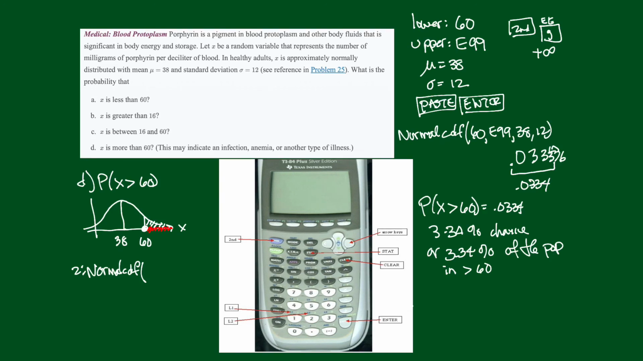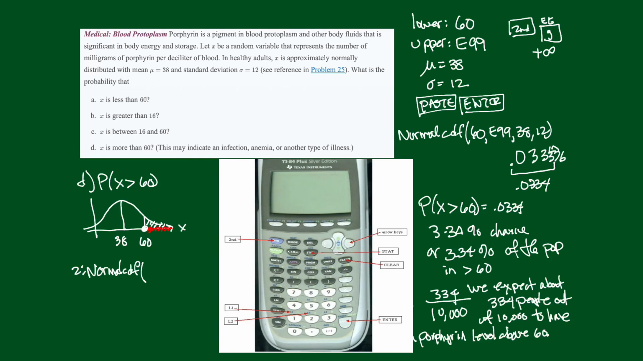Or I could say this. Now, 0.0334, tenths, hundredths, thousandths, 10,000. So if I write it as a fraction, 334 over 10,000, right? I don't need the leading zero. That means if we examine 10,000 people, how many would we expect to have porphyrin levels above 60? 334. So what it means is that we expect about 334 people out of 10,000 to have porphyrin levels above 60.